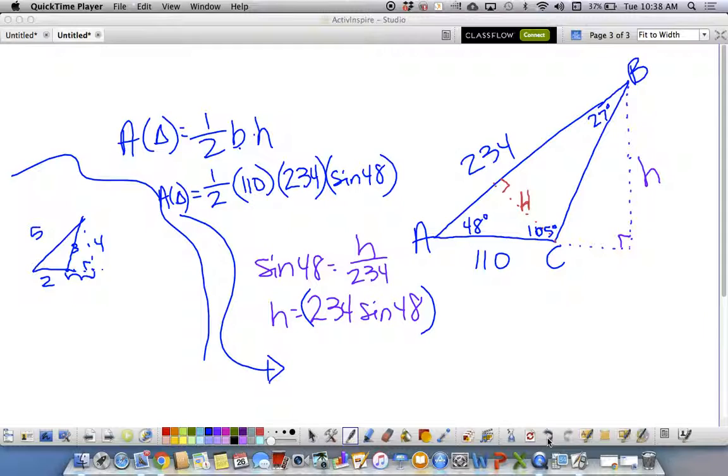What about sine? Sine 48? Yeah. So you're multiplying the two side lengths and the sine of the included angle. I probably should make you do another one. So what did you get for this one? Big number? Yes. It should be a big number, because the side lengths are 234 miles.